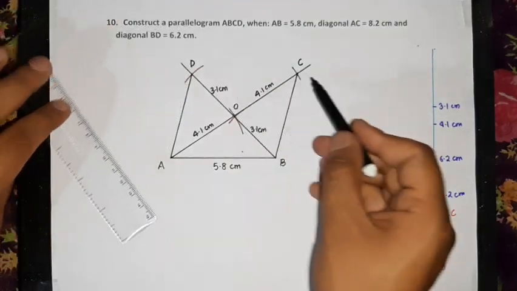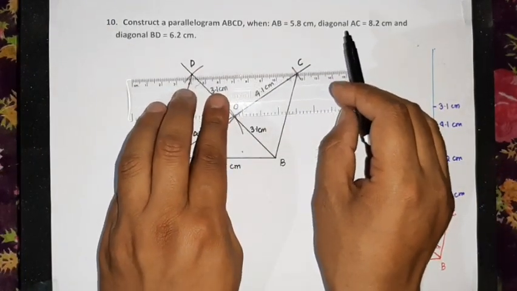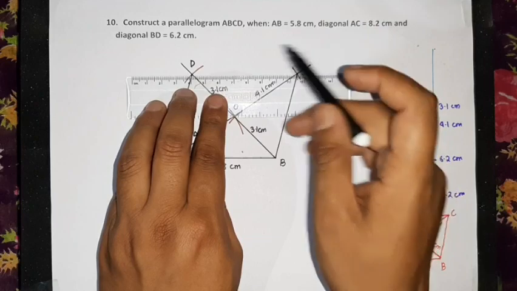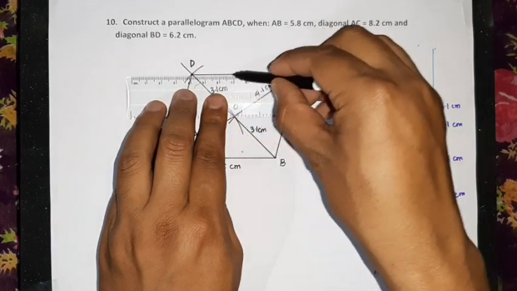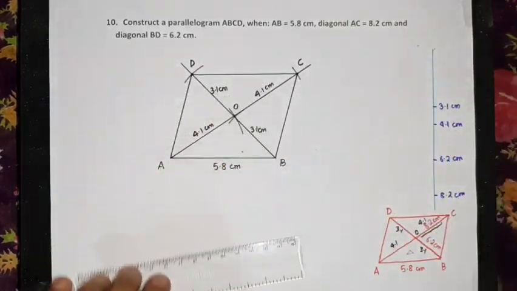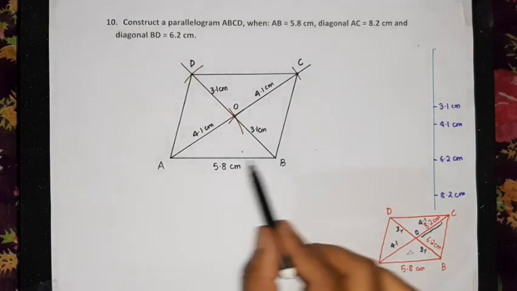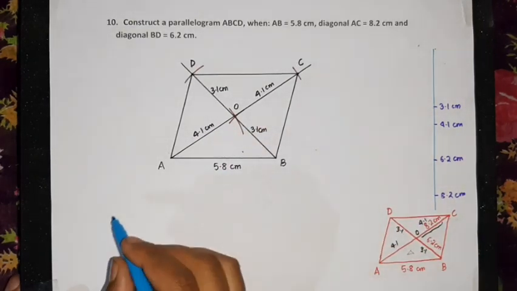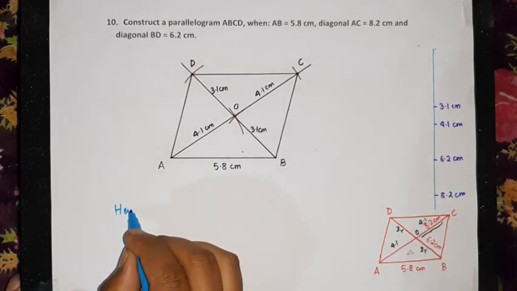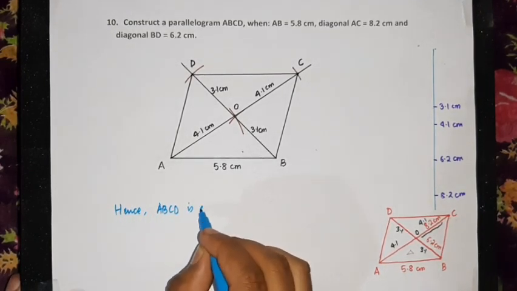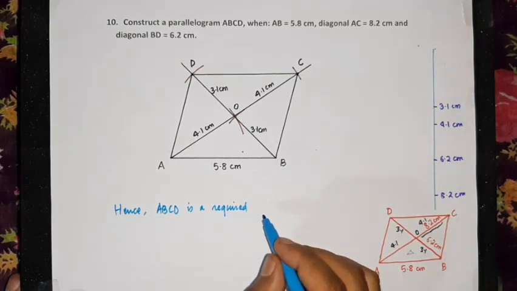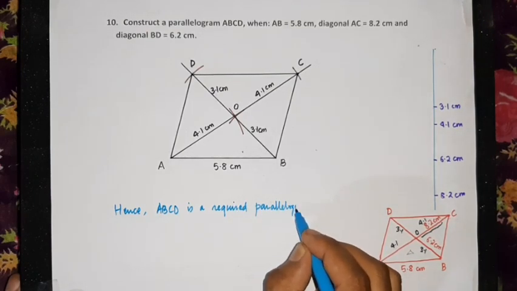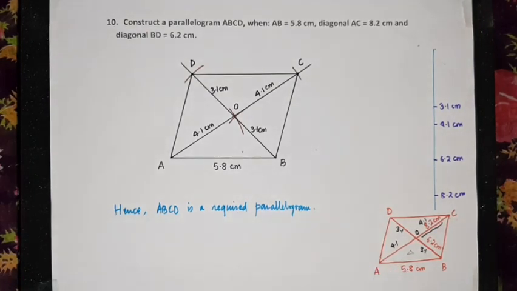Okay, and let me join DC at last. So we clearly see that ABCD is a parallelogram out here. So that's why at last we'll write, hence ABCD is a required parallelogram. So you may pause the video to note down.